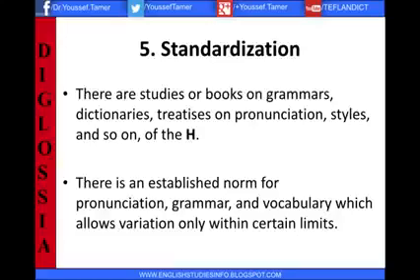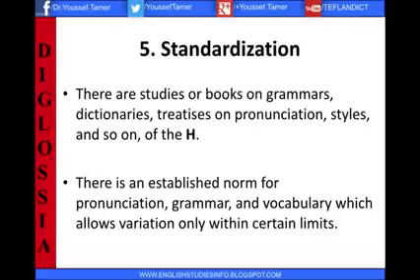Another feature in terms of standardization: if you look at Standard Arabic, within the whole Arab community, from the Maghreb up to the Middle East, how many Standard Arabics do we have? One. That's the meaning of the second part of this slide. There is an established norm for pronunciation, grammar, and vocabulary, which allows variation only within a certain very limited extent. If you speak Standard Arabic here, it is the same as another one. The differences are very minor, especially they are related to accents.